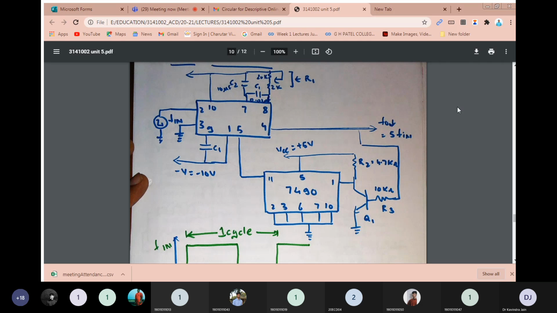In this diagram, as you can see, there are two ICs. One is IC 7490 and another one is the 565 IC, which is used as a frequency divider. Once you have drawn the diagram, please let me know so that I can explain the diagram.